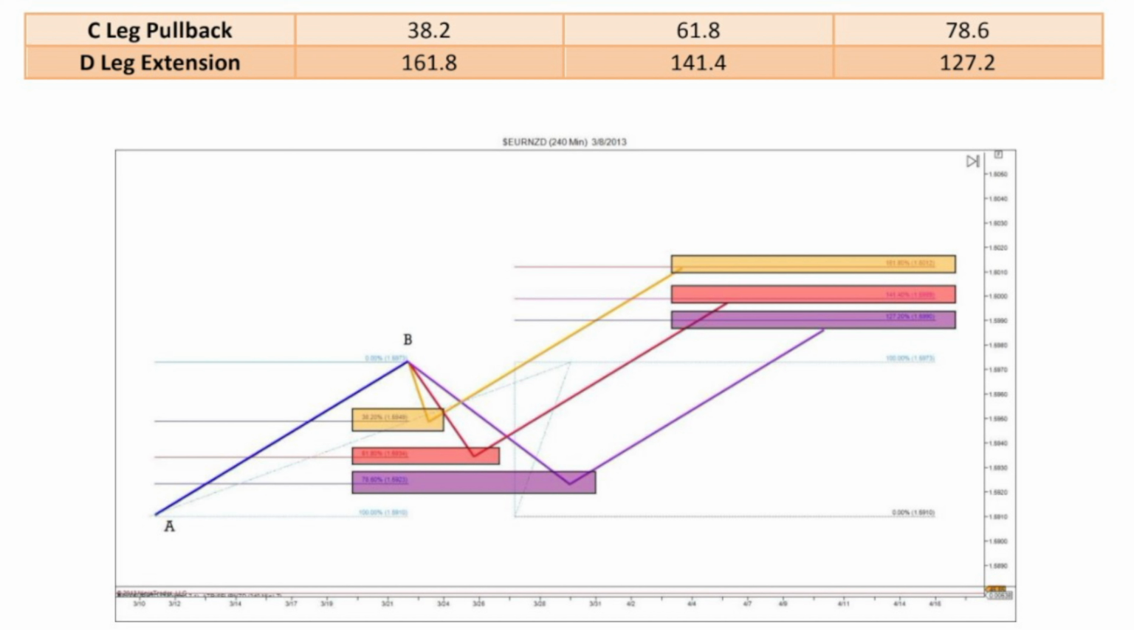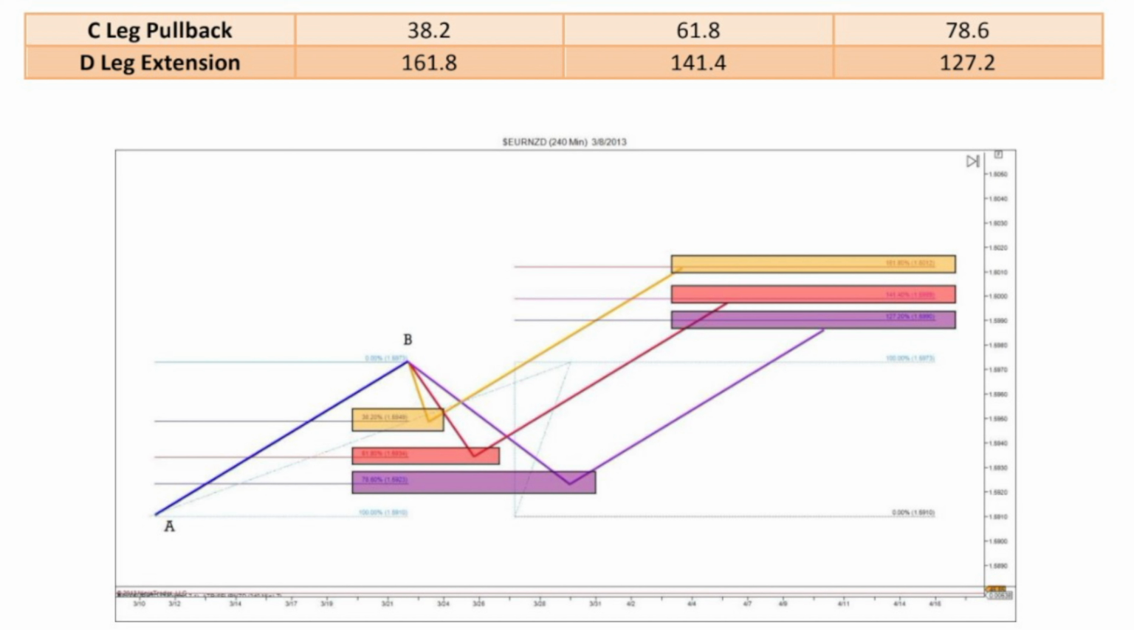Okay, so if you look at the top here, if your C leg pullback is a 382, that's the first one that we see, the yellow one in gold. If your C leg pullback is a 382, that usually results in a 1618 extension. And this is how the market works. It makes these equal measure moves. Not all the time, but the majority of the time.